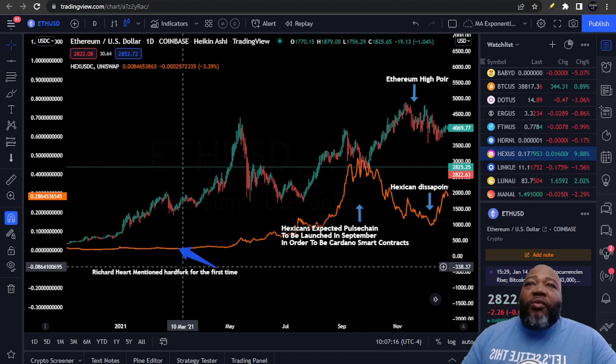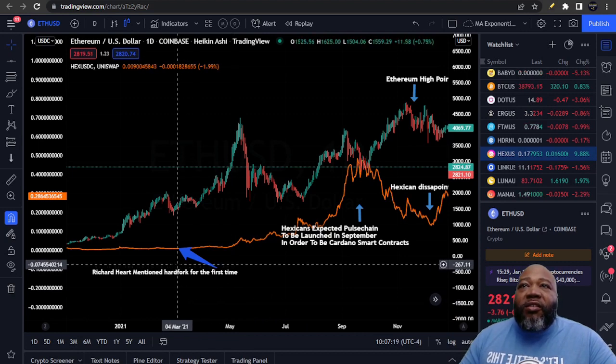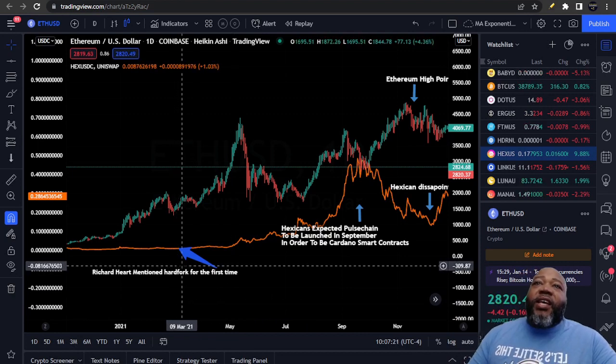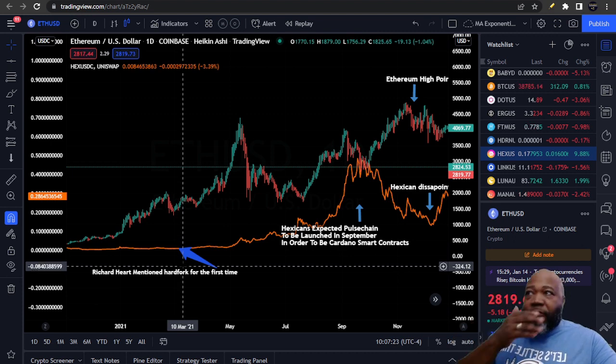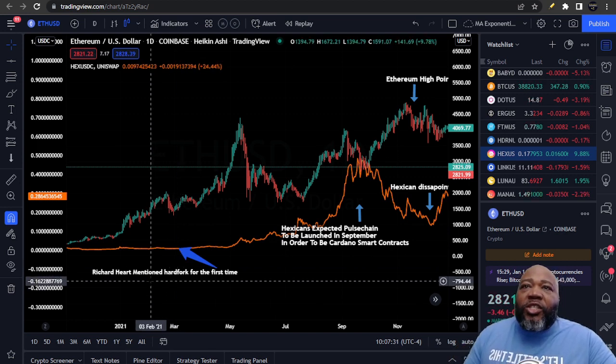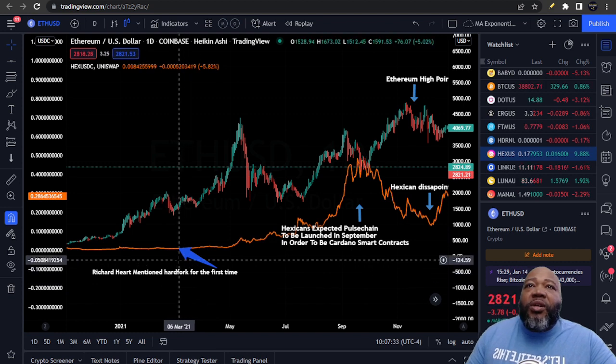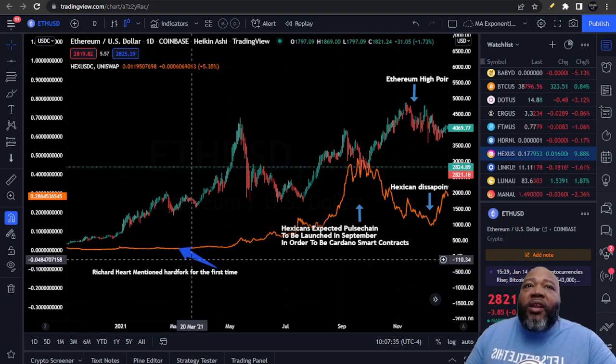So anyway, I ran in here. I went to this date right here. Now you can see HEX had done a big increase in value at this point, but nothing compared to Ethereum, of course. I think it was around 3 cents. And then Richard Heart mentioned the hard fork for the first time on March 11th, and nothing really happened.